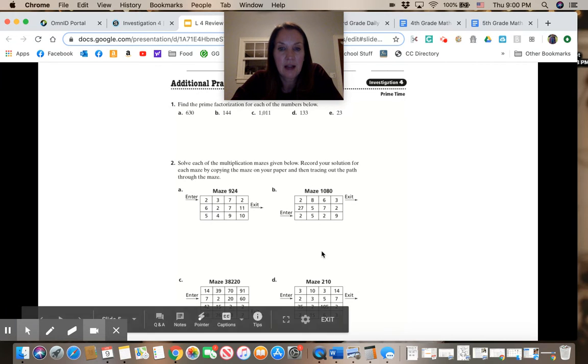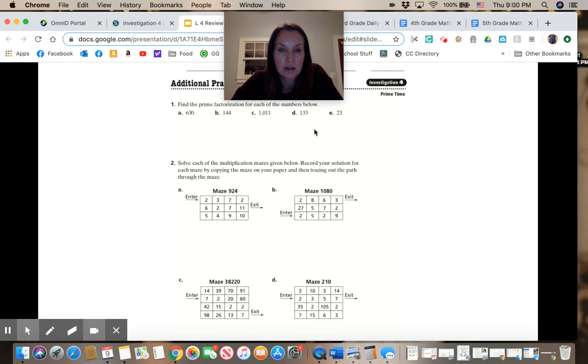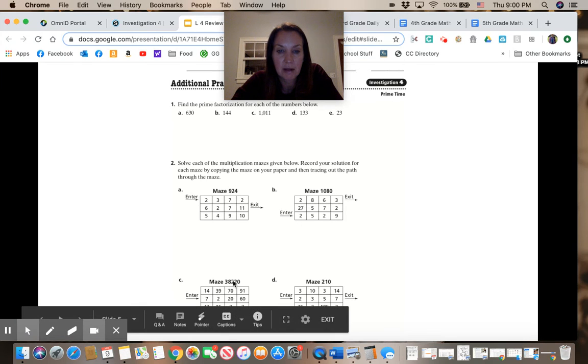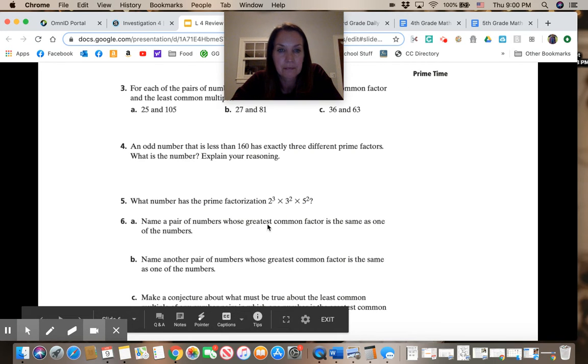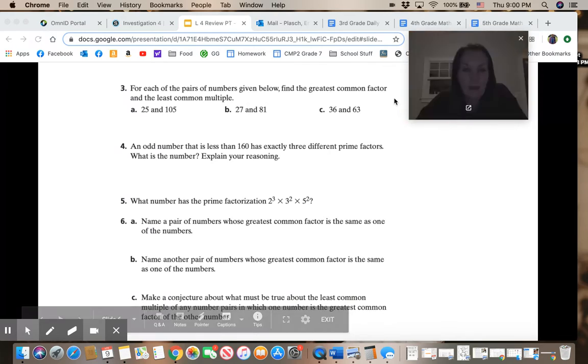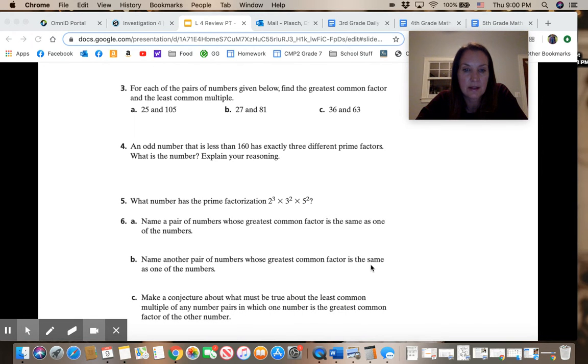So today in class or for your work, you will be doing the additional practice. You need to complete the work to the best of your ability. Remember the mazes, the good thing was to try to find the prime factorization, and then it would help you. You may use your calculator on these. These are pretty big numbers, so I think that's fair. Then we have problems 3, 4, 5, and 6. You might want to look back at your work when you're doing number 6.